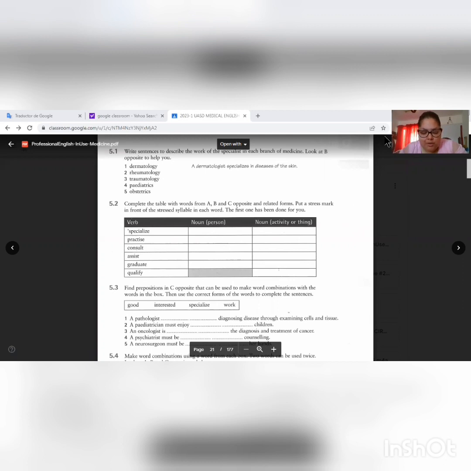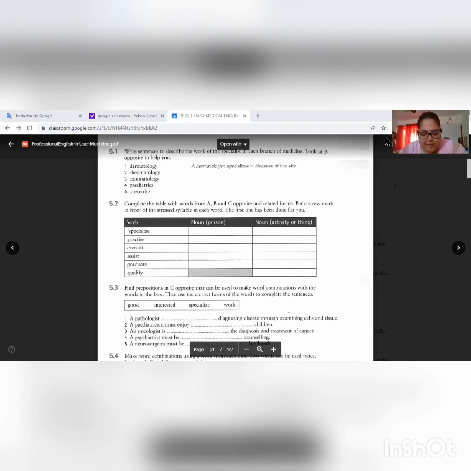2. Rheumatology. A rheumatologist specializes in diseases of the immune system. 3. Traumatology. A traumatologist specializes in the treatment of severe injuries. 4. Pediatrics. A pediatrician specializes in diseases of children. 5. Obstetrics. An obstetrician specializes in partum and postpartum.